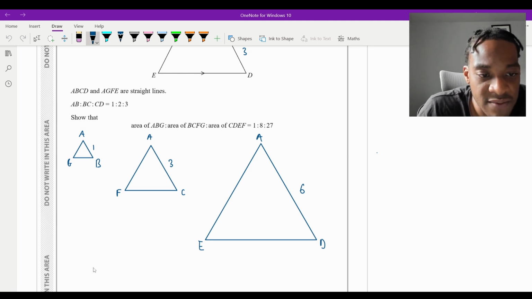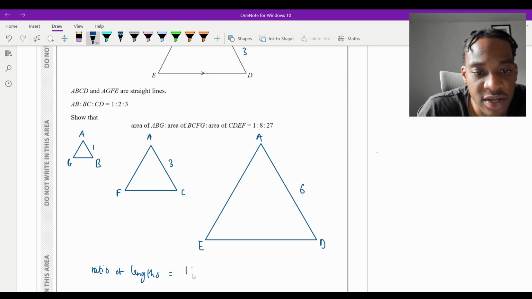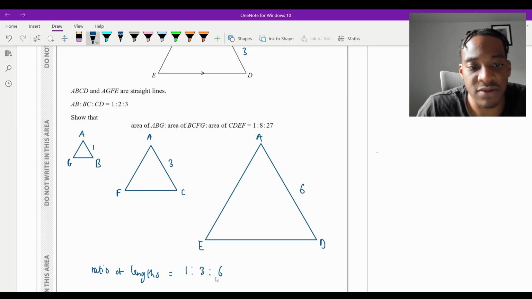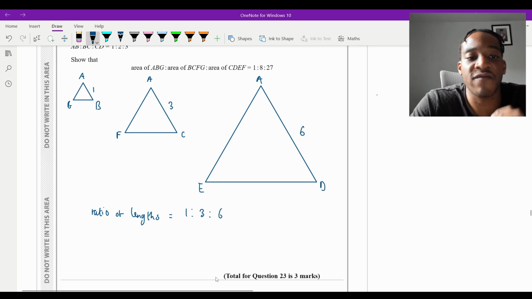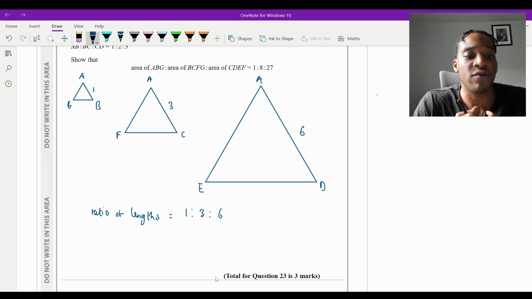So I'm just going to put this here. I'm going to say that the ratio of the lengths of these triangles is quite clearly going to be 1 to 3 to 6. Now, going back to what I said before about the different types of scale factors, if you have the ratio of the lengths, you can work out the ratio of the areas just by squaring it. If you know the ratio of the lengths and you want to work out the volume, then you cube it. Again, this is not a 3D question, so we're not going to need the volume. But what we can do is work out the ratio of the areas.